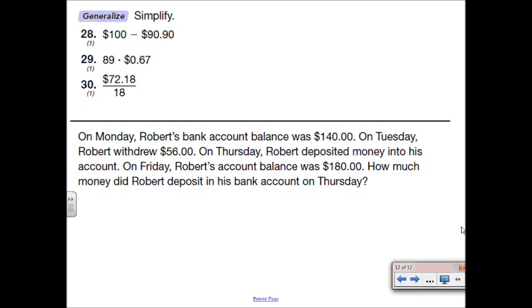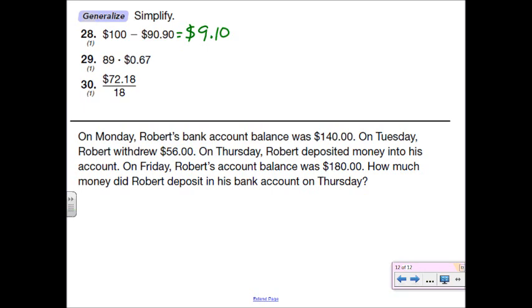And the last problem's $100 minus $9.90. So we could just go from $90.90 up to 100. So $90.90 plus 10 cents gets us up to 91. And then we would need $9 more to get up to 100.